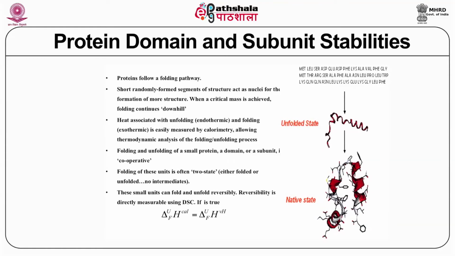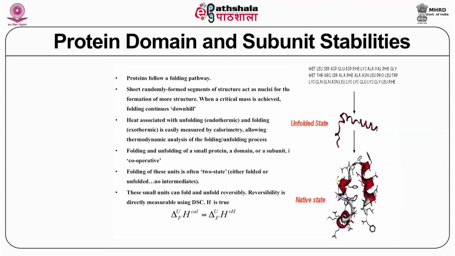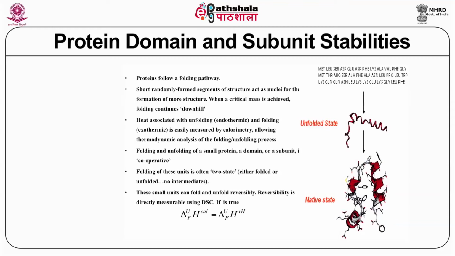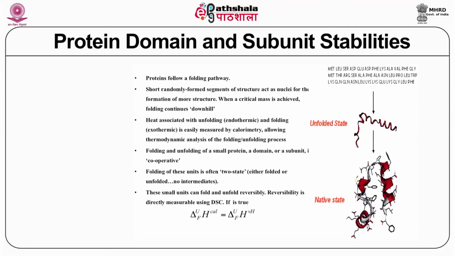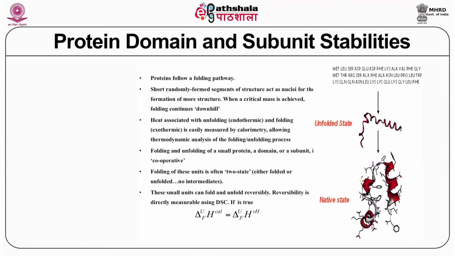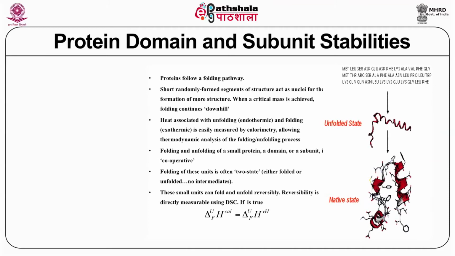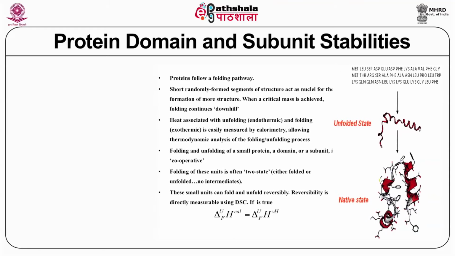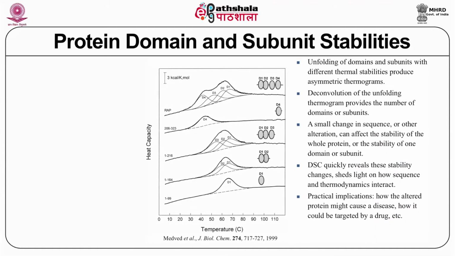That is, delta H calorimetric equals delta H Van 't Hoff, the Van 't Hoff enthalpy. So, the enthalpy you get actually from these is the Van 't Hoff enthalpy. If this equation is true, that means the reaction is reversible, I mean it follows reversibility. The protein domain and subunit stabilities also can be studied.